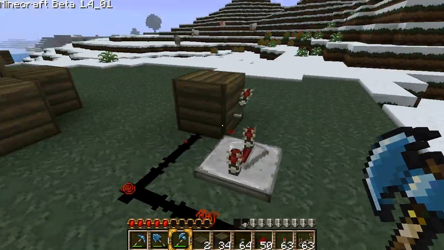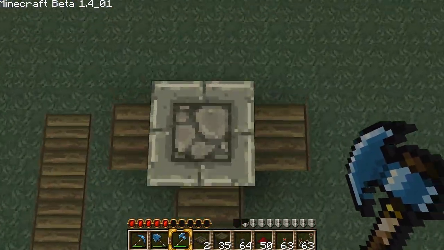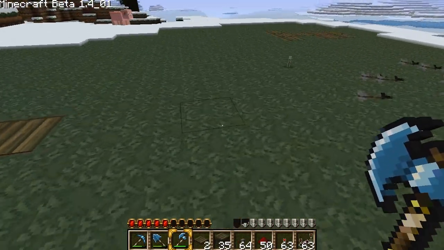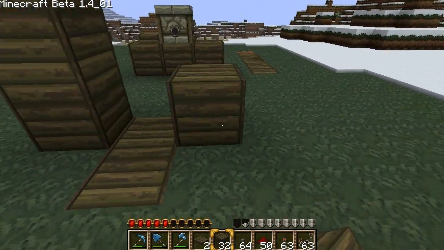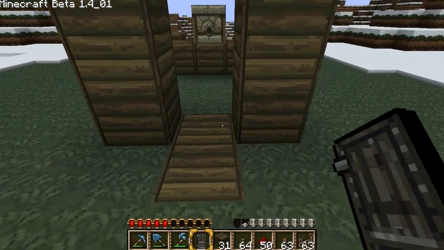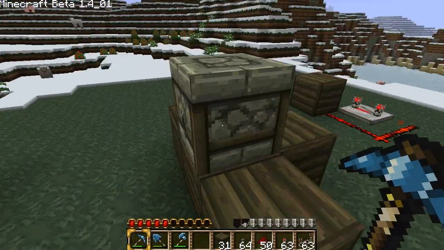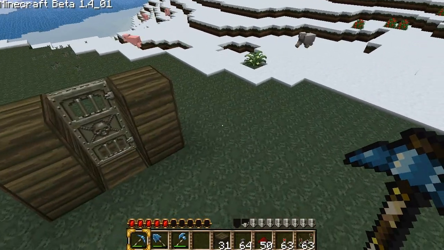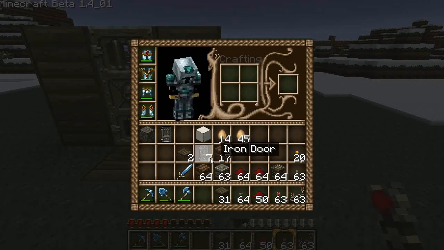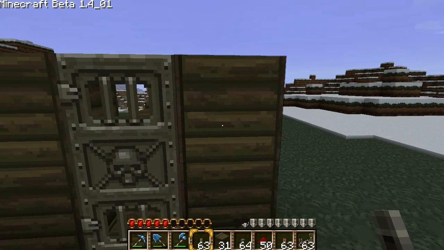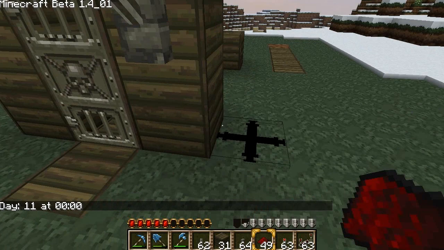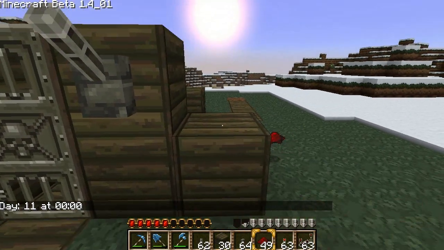Now, you may be wondering how this can be worked into a trap. Now, if I put a door here again, an iron door, there's a number of ways to do this, but probably the most effective way is by using a lever and putting that here, attaching some redstone to it. No, that needs to go up one. Attaching some redstone to the lever.